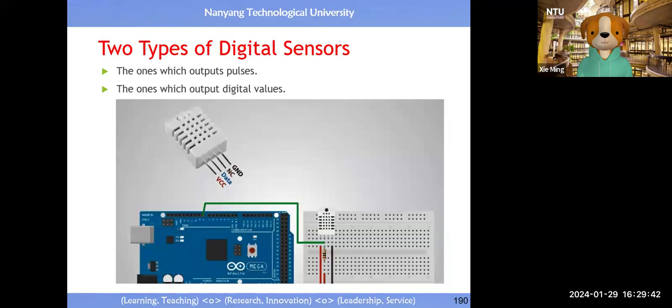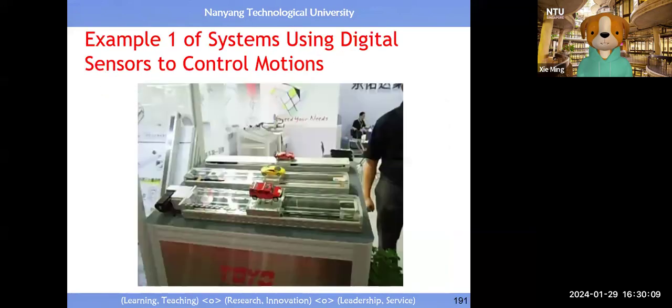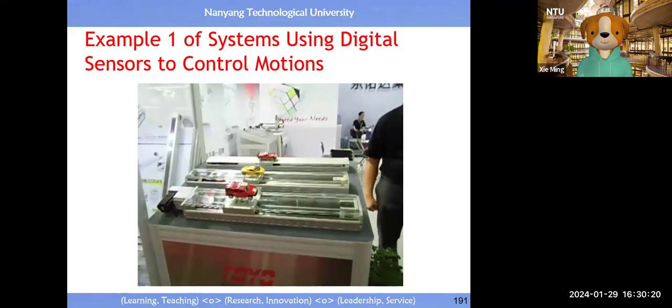For the application, I mentioned you have two types of digital sensor. One outputs a digital value, meaning the sensor itself has a built-in microcontroller. The other outputs a pulse, the square waveform, and that is what we know inside the robot. So these are the two scenarios, and here we only focus on the scenario in which the sensor outputs a square waveform. And you have seen this video.